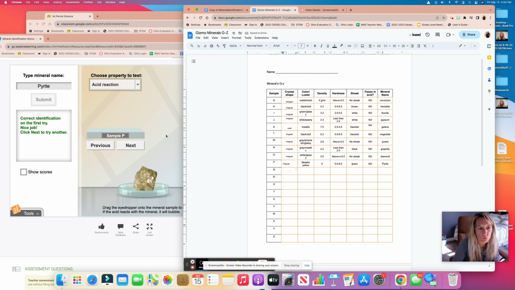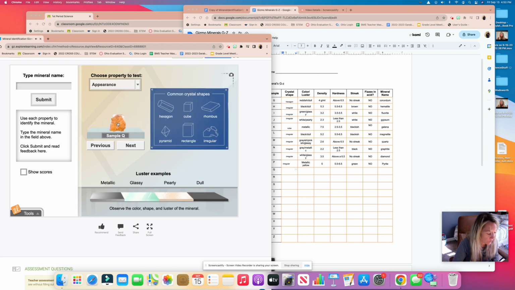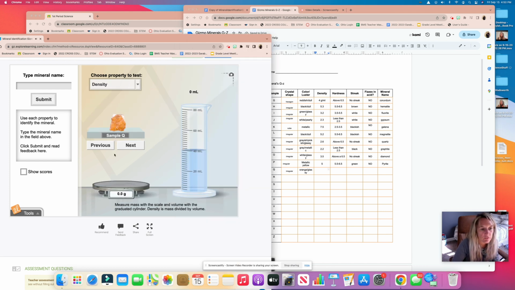All right, Q. Start with appearance. Q is definitely an orange color. I would say this is pretty irregular. So orange, but like a glassy orange. So say irregular. It is orange, glassy. Let's do the density test. 41.6 divided by 13 is 3.2.